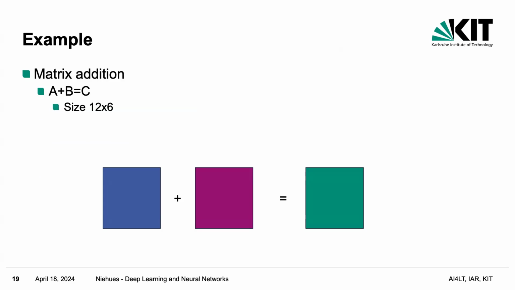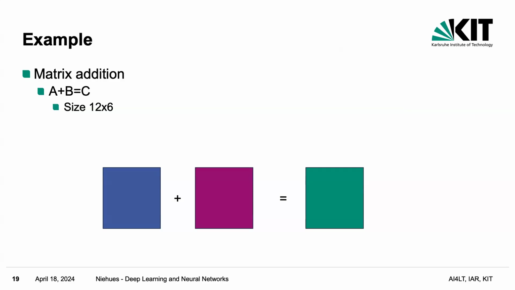And so we'll do a very simple example. You do a matrix addition. So you do matrix A in blue plus matrix B in purple should be matrix C in green. And we want to calculate matrix C. For example, we have here small sizes like 12 and 6, but you'll see how that works. So how can we do that?